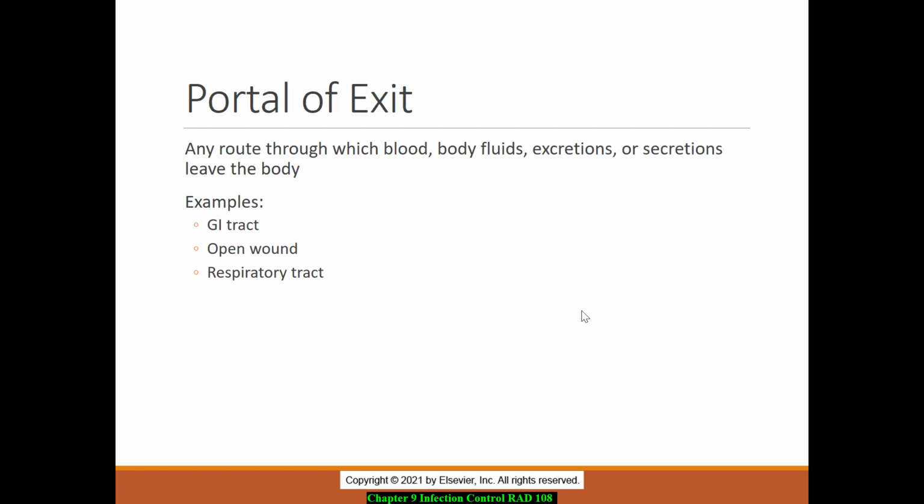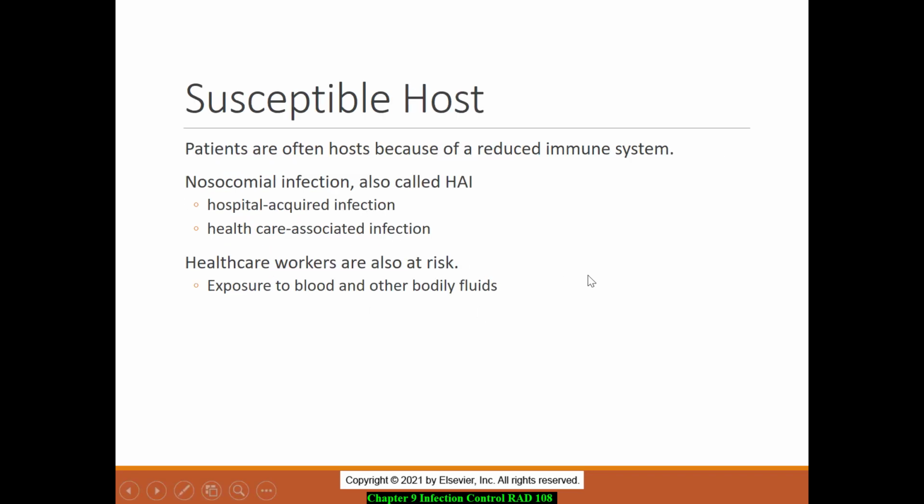You must have a portal of exit from the human body, so the route of blood, bodily fluids, excretions. So our GI tract, any open wounds or respiratory tract are ideal for this. And you must have a susceptible host. So your patients are often hosts because of their reduced immune system, because they're fighting some other type of disease while they're in the hospital. They are known to be very susceptible to catching these disease processes.